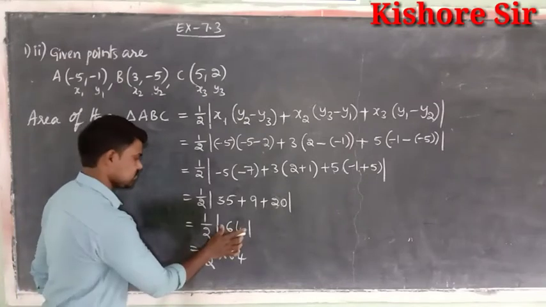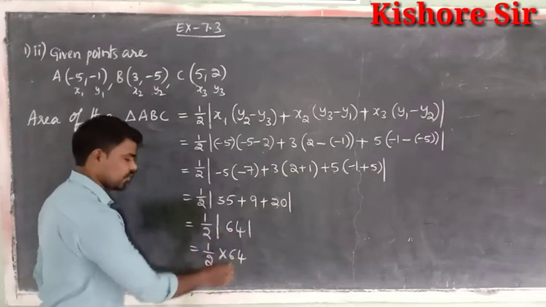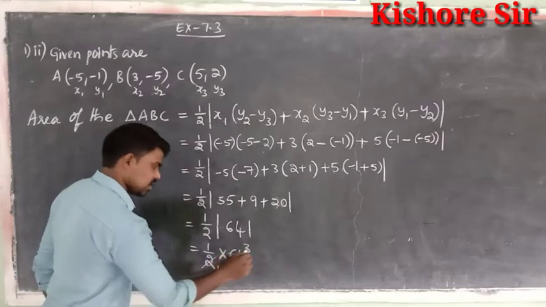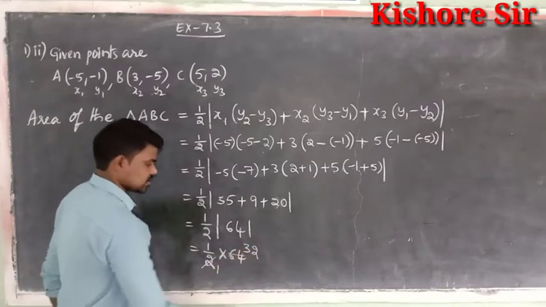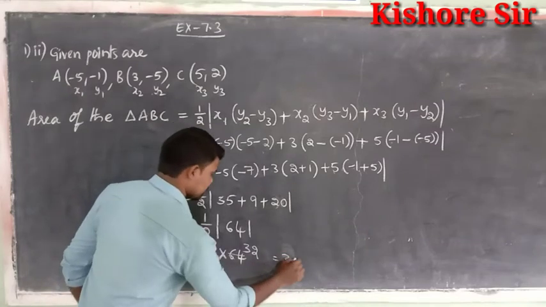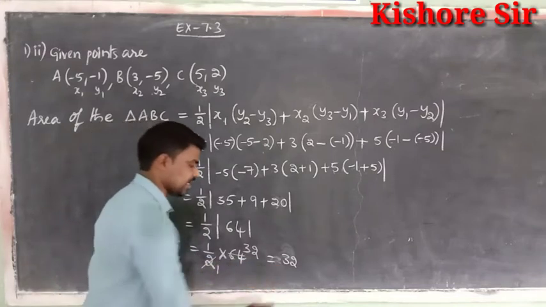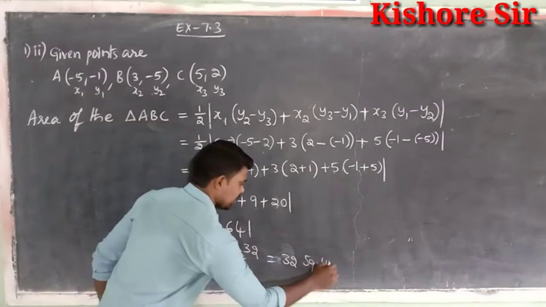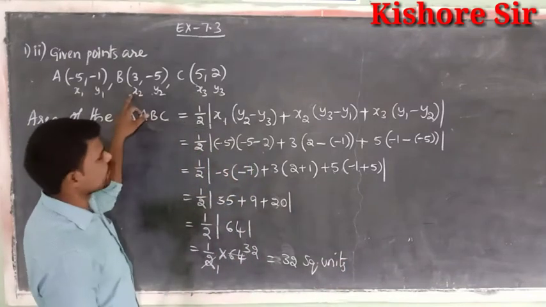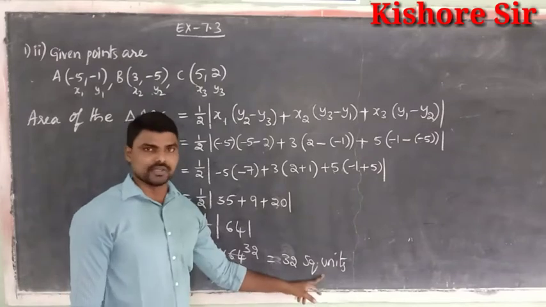Okay, so modulus 64 value is plus 64. So 1 by 2 into 64: 2 ones are 2, 2 threes are 6, 2 twos are 4. So that is equal to 32. So 32 square units. Okay, so the area of the given triangle ABC is equal to 32 square units.